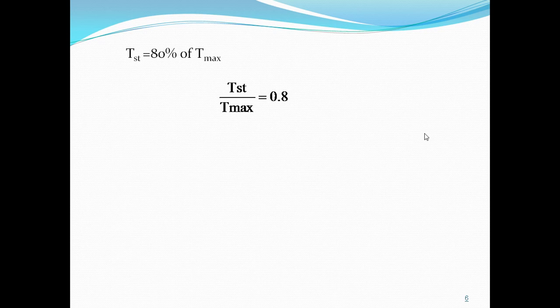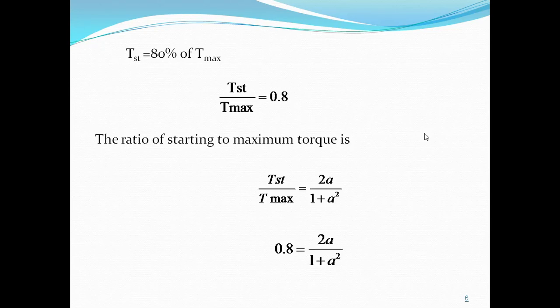So that is the ratio of starting to maximum torque, that is 2a by 1 plus a square, and that is equal to 0.8. So here we have to do the cross multiplication. Then we will get a quadratic equation. Note down this.